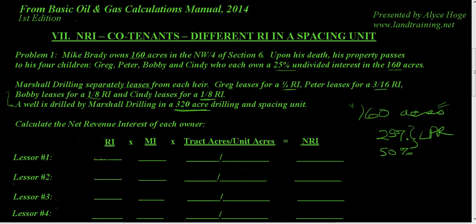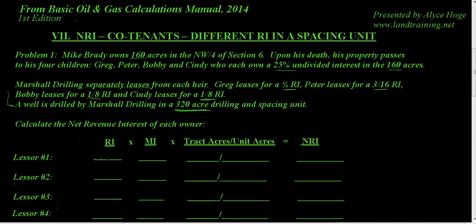You still have to look at this lease purchase report to find out what his interest is. Okay, so now let's look at this particular problem, and let's just fill in as many of these blanks as we can to come up with the proper net revenue interest, and then we'll look at it on a division order spreadsheet, or rather an Excel spreadsheet.